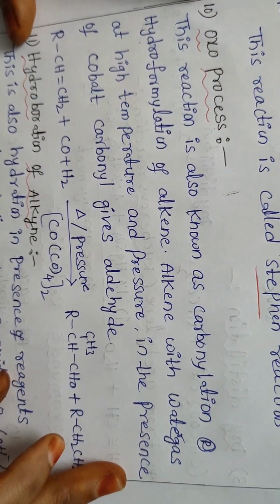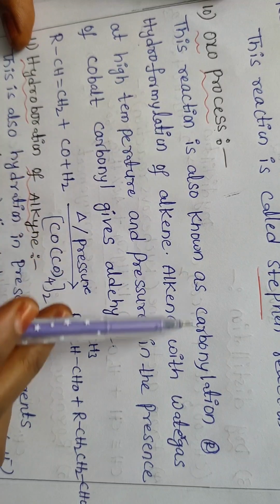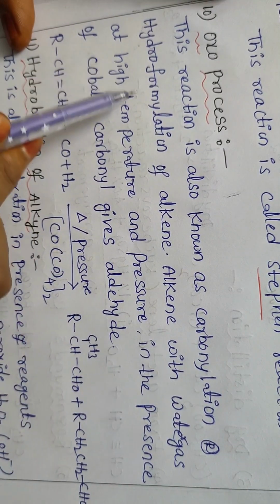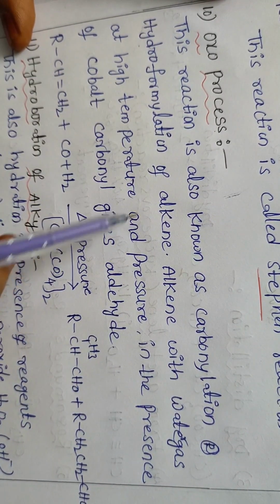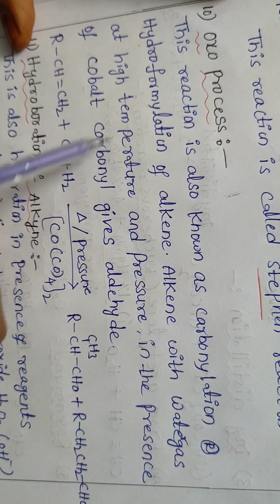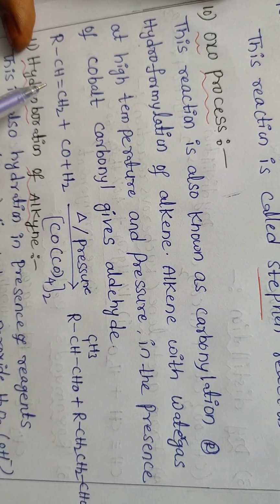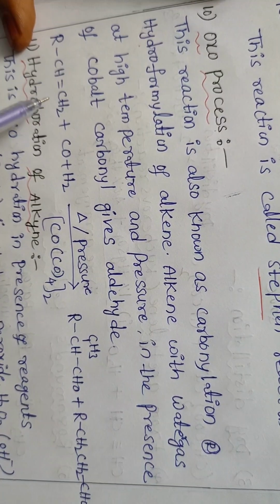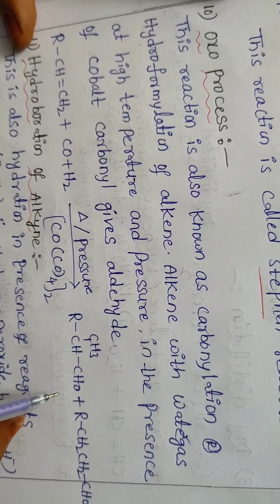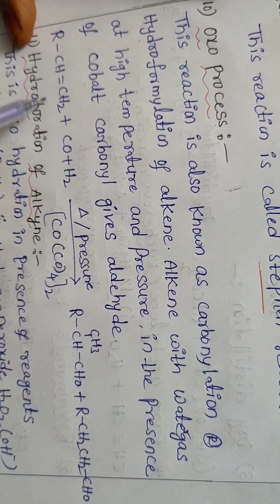Next, the oxo process. This reaction is also known as carbonylation or hydroformylation of alkenes. Alkenes with water gas at high temperature and pressure in the presence of cobalt carbonyl give the aldehyde. This process is also called carbonylation because a C double bond O carbonyl group is forming.